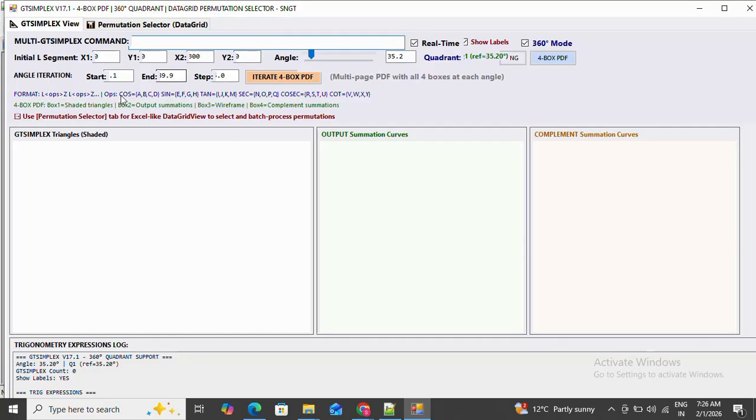In Sanjoy Nath's Geometrifying Trigonometry, the convention followed is that L is the initial line segment and Z is the final line segment. Cos theta has four symmetries A, B, C, D. Sin theta has four symmetries E, F, G, H. Tan theta has four symmetries I, J, K, M. Sec theta has four symmetries N, O, P, Q. Cosec theta has four symmetries R, S, T, U.